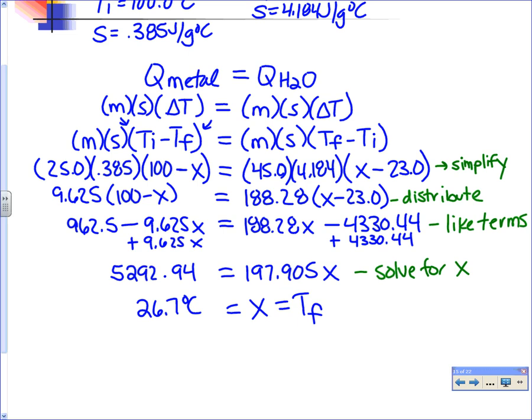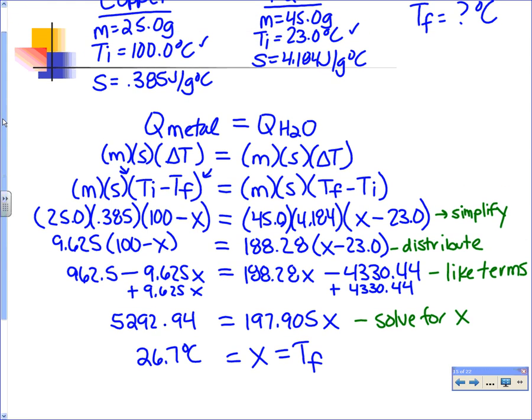And if you go back and reflect on this answer, it makes a whole lot of sense. It's falling in between our 100 degrees Celsius and our 23 degrees Celsius. And if you look at the specific heats, it takes a lot of energy to change 1 gram of water by 1 degree Celsius. It has a very large specific heat. So you're not going to get a great temperature change on these particular types of problems. You're going to be looking at small temperature changes.